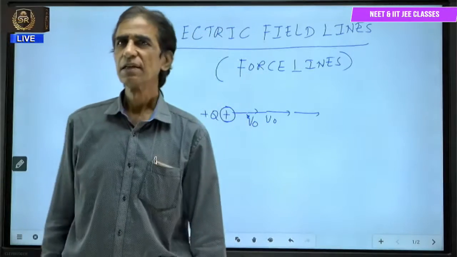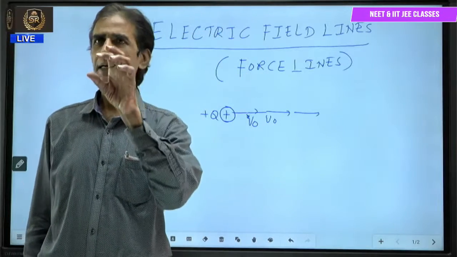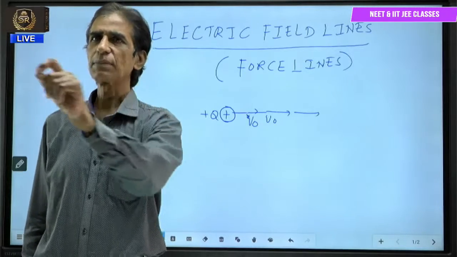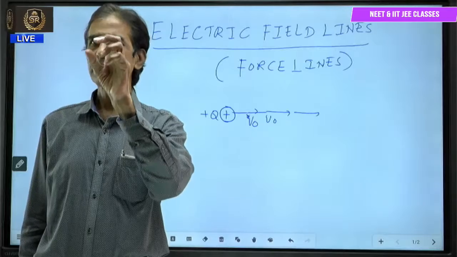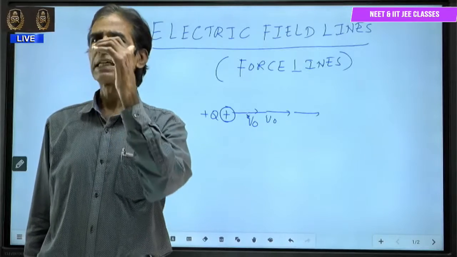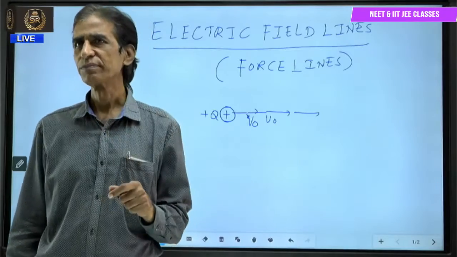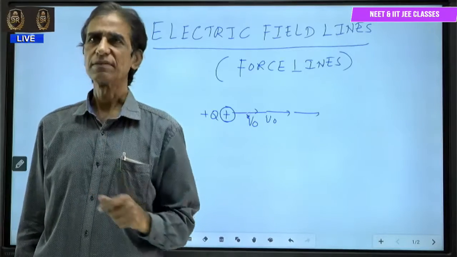That means, when we take the path followed by the test charge and join all the points along which the test charge is going to move, that line we call the field line.